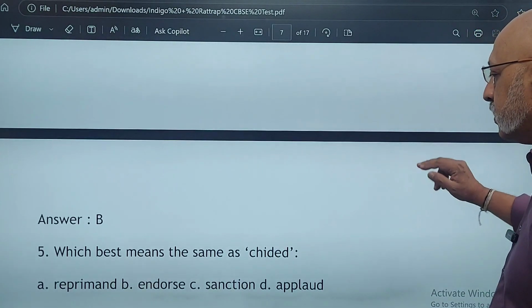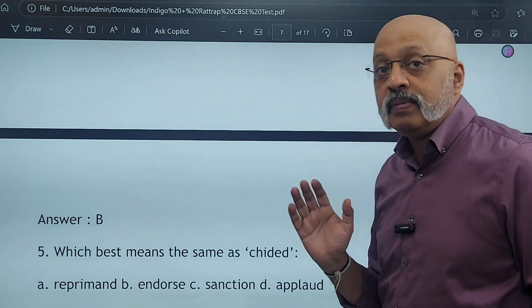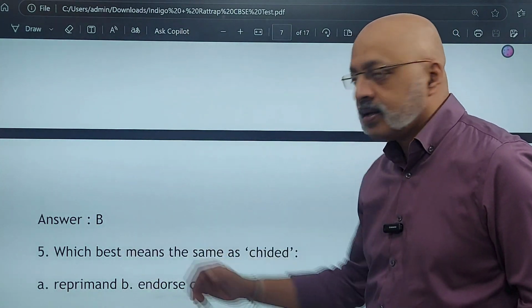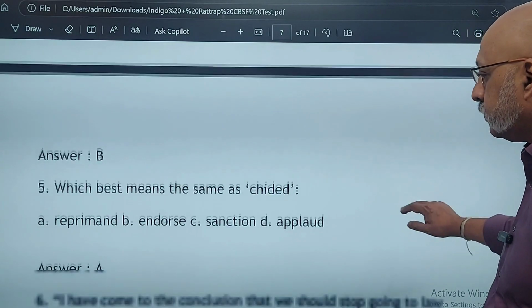Which best means the same as chided. Chided means to scold. Reprimand, endorse, sanction, applaud. The correct answer is reprimand.